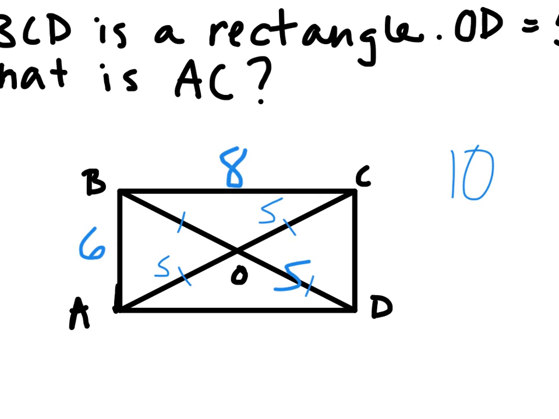So them telling us that AB is 6 and BC is 8 doesn't even matter. We didn't even need that information to find AC.